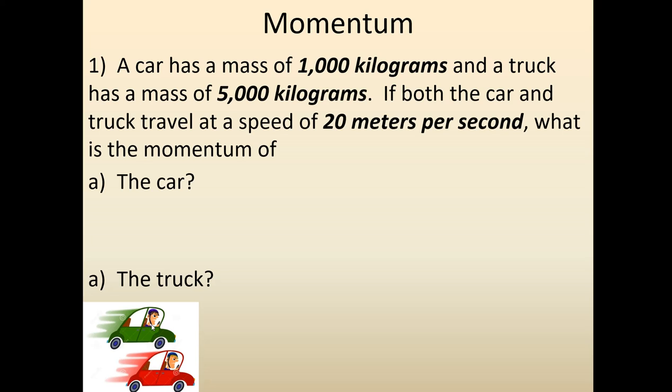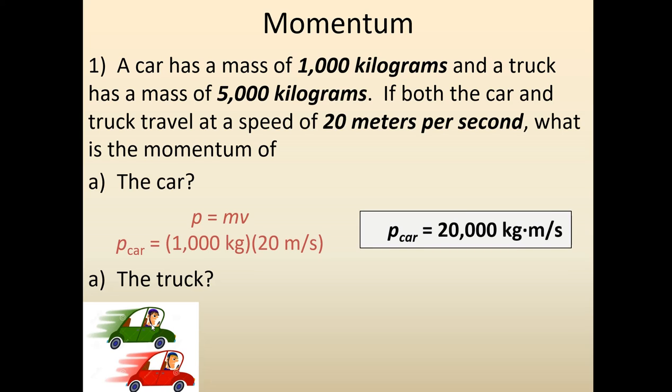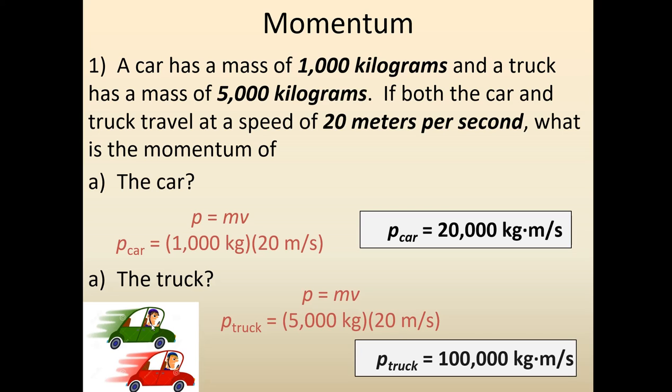All right, so we're given two masses, the mass of a car and the mass of a truck, and we're also given the speed that both the car and the truck travel with. We want to find the momentum of the car, so we do p equals mv. We use the car's mass of 1,000 and its speed of 20 meters per second, and we end up getting 20,000 kilogram meters per second. Truck, same thing, except now we take the mass to be 5,000 and we get 100,000 kilogram meters per second. That's pretty much it.